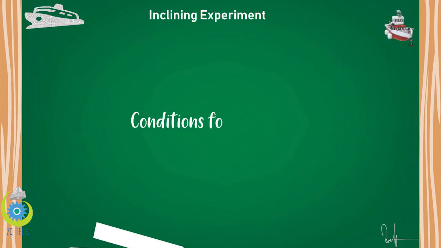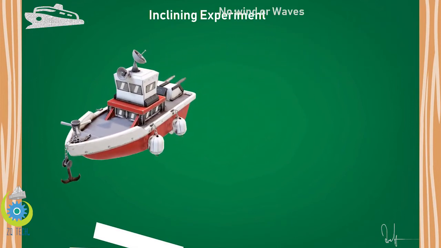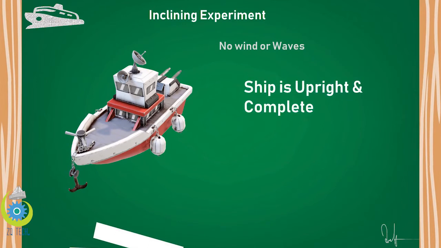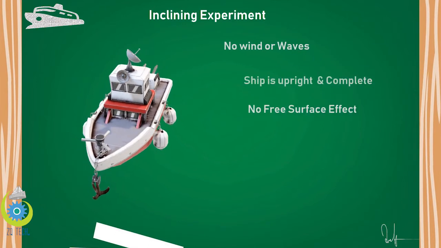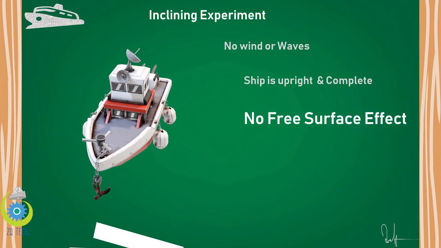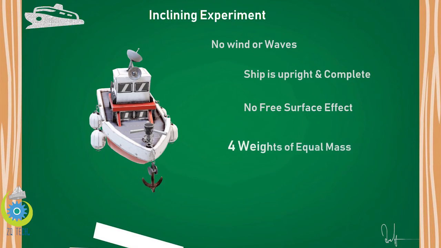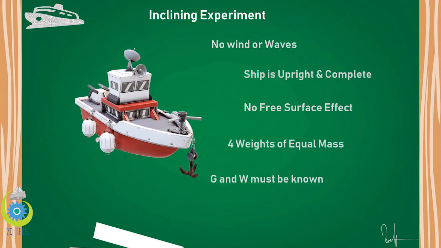Conditions for the experiment. These conditions must be met before starting the inclining experiment. No wind or waves. The ship is upright and completely constructed. No free surface effect. We will talk about the free surface effect in further videos. Four weights of equal masses will be used. And G and W must be known before starting the experiment.